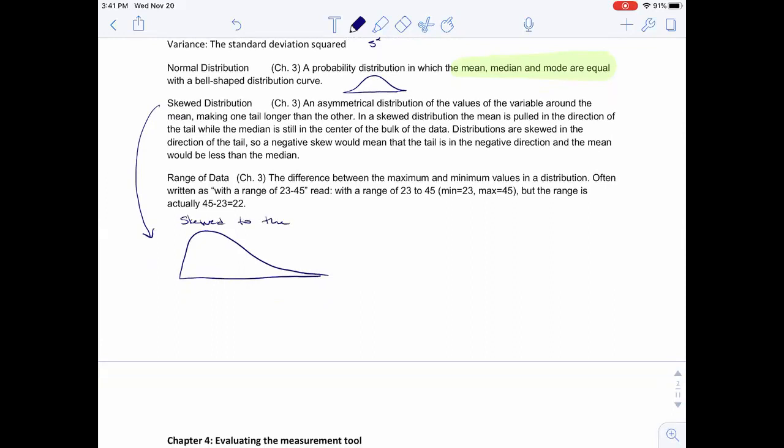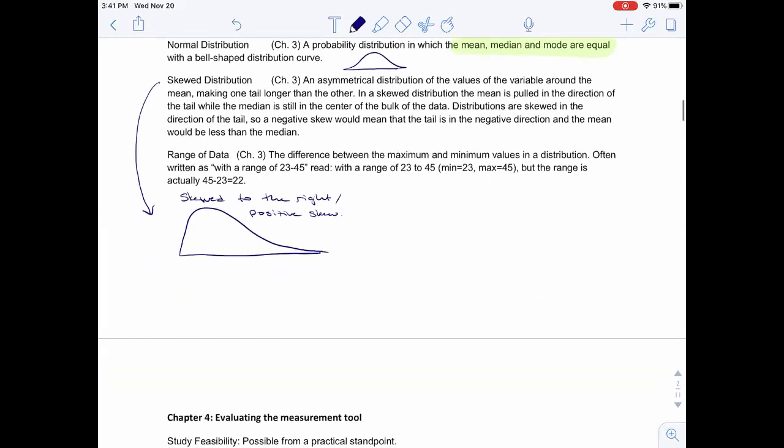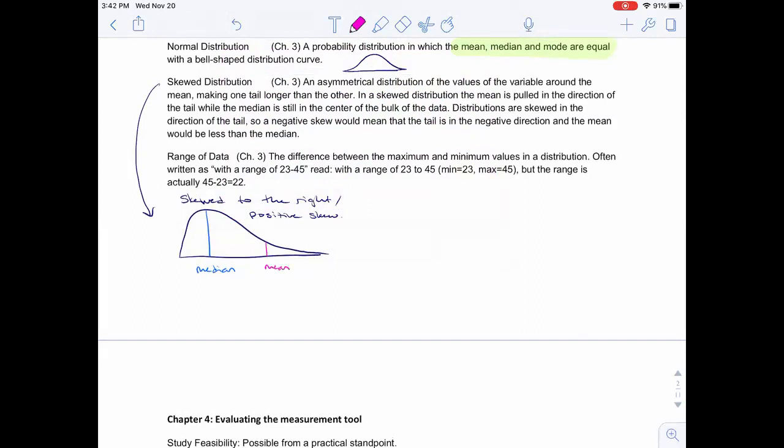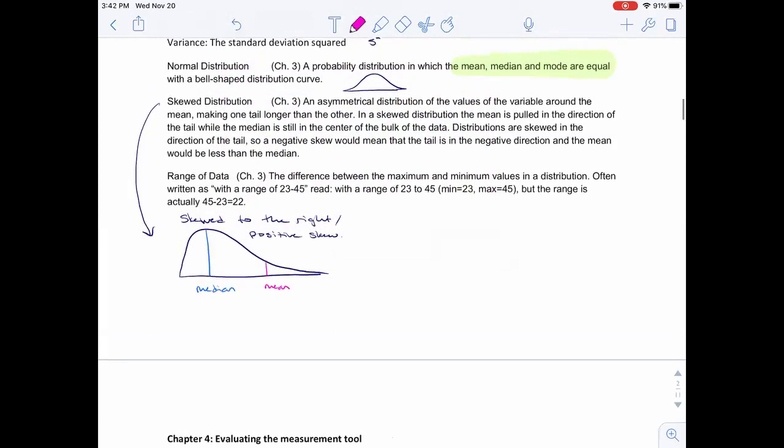Okay, so what that looks like is, well, this is skewed to the right, or we could call it a positive skew. And so our median would still be here, kind of doing a good job at measuring the center. And the mean is pulled in the direction of the tail, which is also on here. In a skewed distribution, the mean is pulled in the direction of the tail.